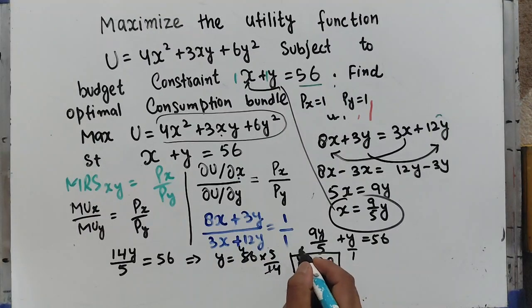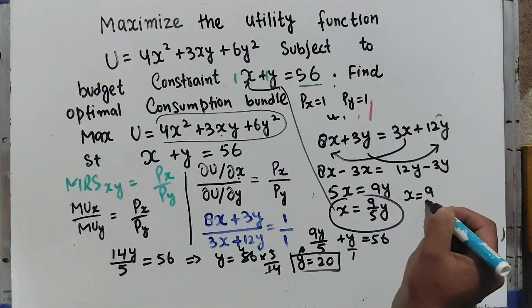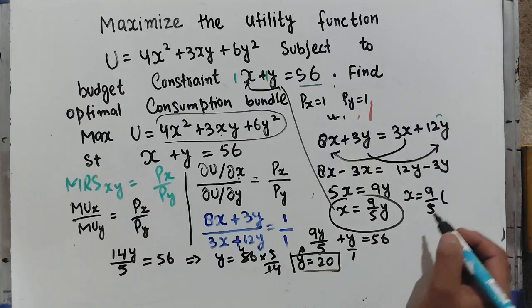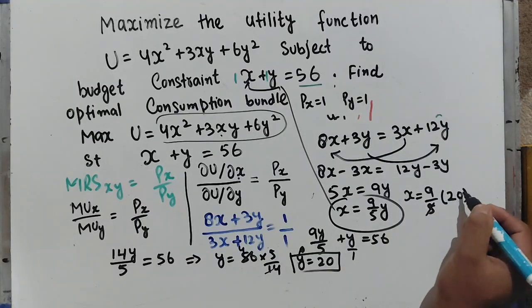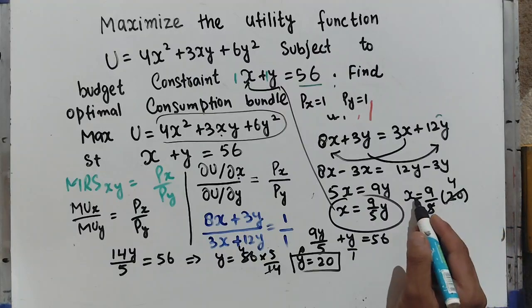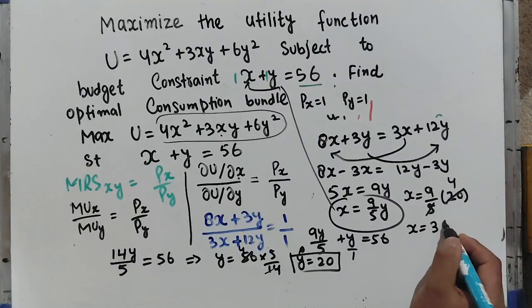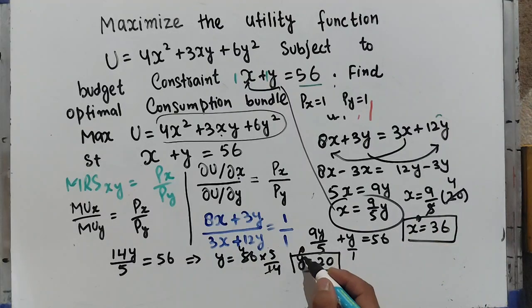The consumer will consume 20 units of good y, and x will be equal to 9 upon 5 times the value of good y, which is the units of good y which we calculated. 5 ones are 5, 5 fours are 20. So x will be equal to 9 fours are 36. So the consumer will consume 36 units of good x and 20 units of good y to maximize utility. I hope I made myself clear in this video. Thank you.